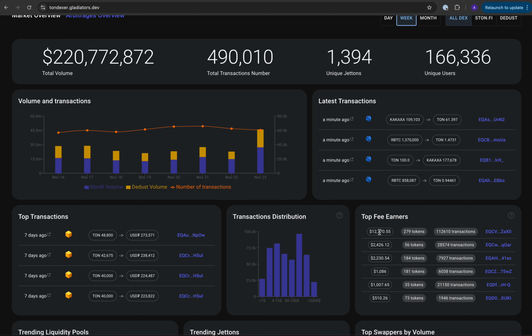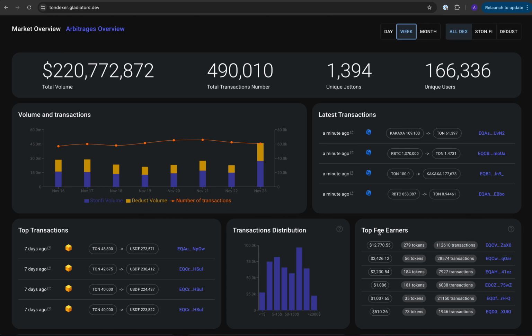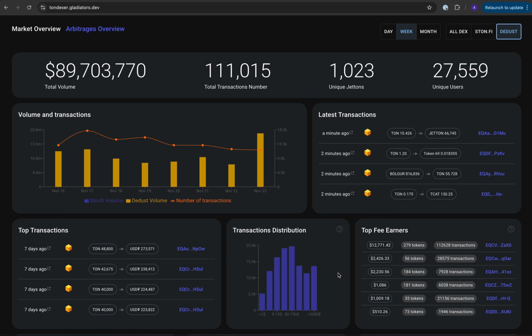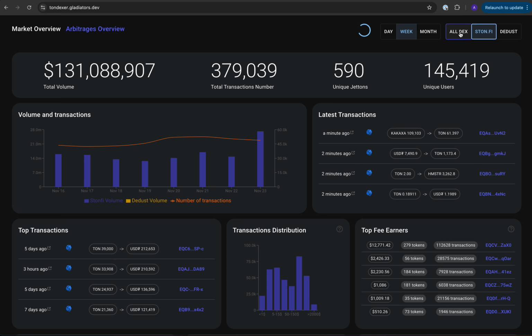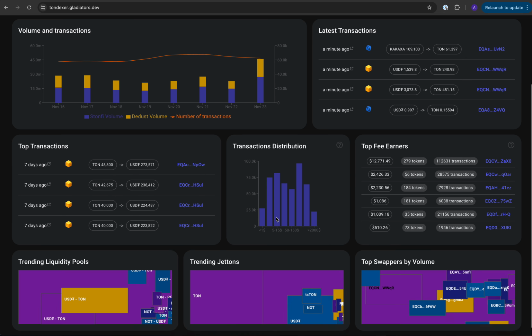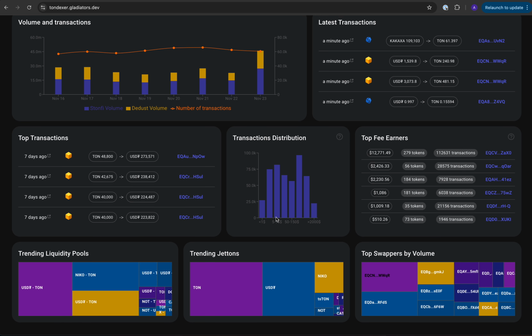If you're curious, you can interact with the filter pane, adjusting, for example, to DeDust, and we can see that DeDust users tend to swap larger volumes compared to StonFi users. Let's get back to all DEXes and check the last line, which displays the trending pools, jettons, and the users who are swapping the highest volumes.